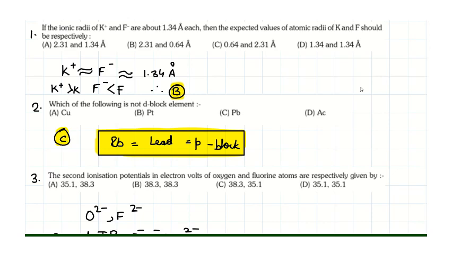In this video, we'll take a look at some more problems related to periodic properties. The first question is, if ionic radii of K plus and F minus are approximately 1.34 angstrom, we need to find the expected values for atomic radii of K and F. Now since K plus would be greater than K due to its positive charge and F minus is less than that of F, the only option suiting these conditions is option B.